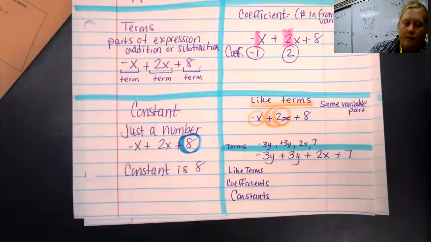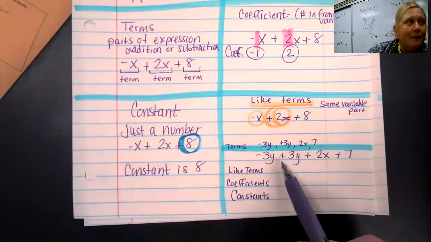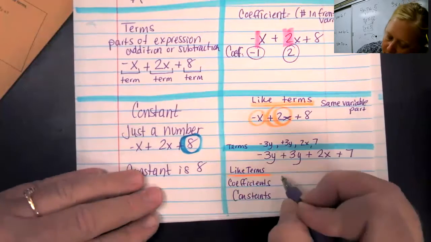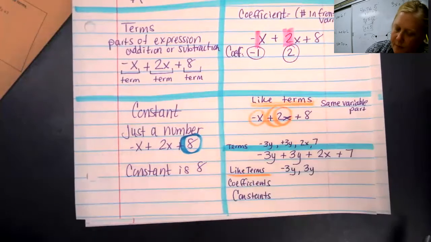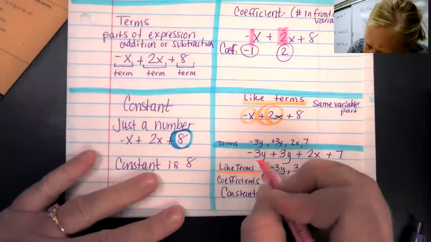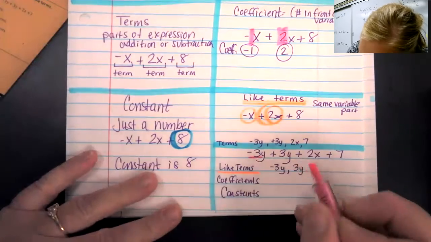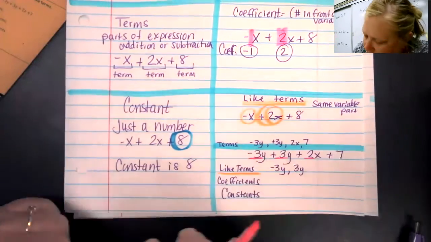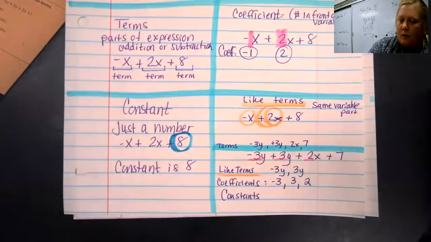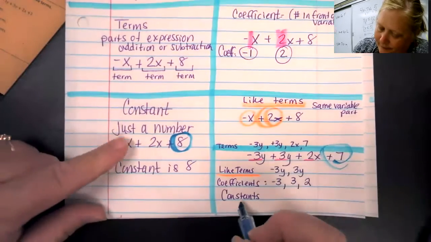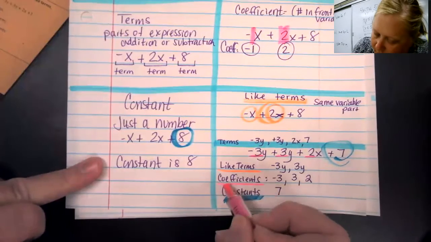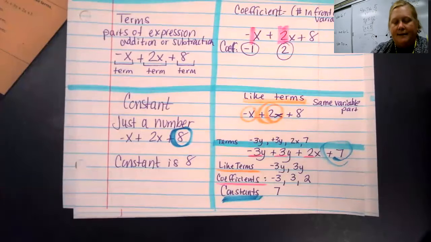Awesome. Okay, who are like terms? So who's alike? Well, that's easy. The two y's are alike. So again, I'm going to use my color. The like terms: negative 3y and 3y. Well, who's the coefficients? First of all, the coefficients are the numbers in front. So that's easy: negative 3, 3, and 2. Those are the only ones that have variables. And sad face, who's our only lone constant? It's 7. Okay? And don't forget to make sure that you include any signs with it.